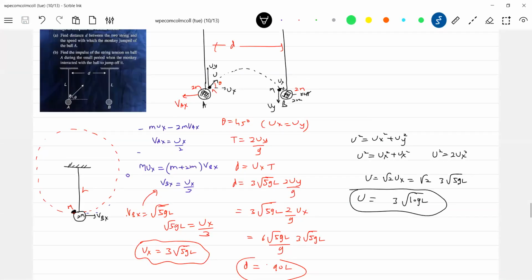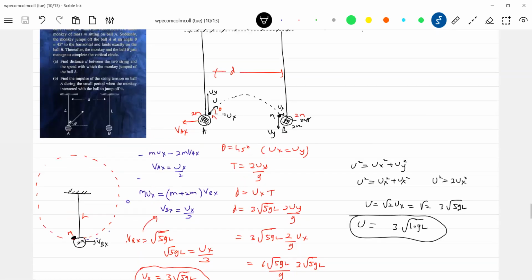Let's come to finding the impulse of the string tension on ball A during the small period when the monkey interacts with the ball to jump off it. Will there be any impulse in the string, the left string or in the right string? We'll discuss both, no problem. What actually goes on there? You look at this one, the moment the monkey jumps, this u_y will be there. So an impulse will act. Suddenly the tension in the string will increase, and it will be nullified.